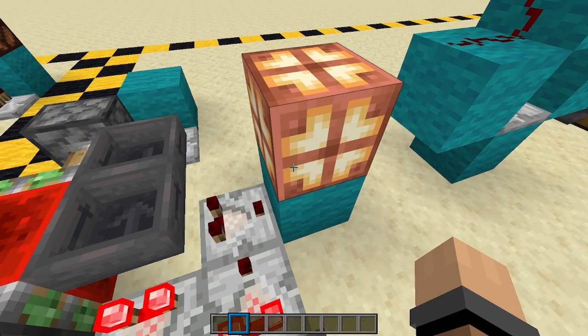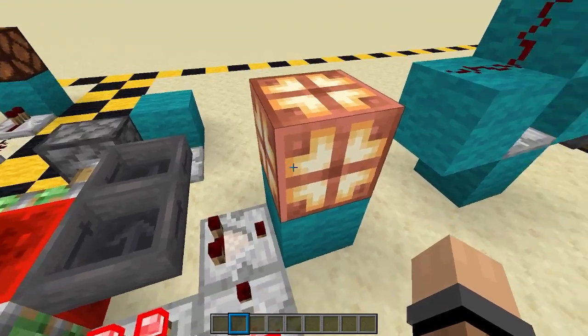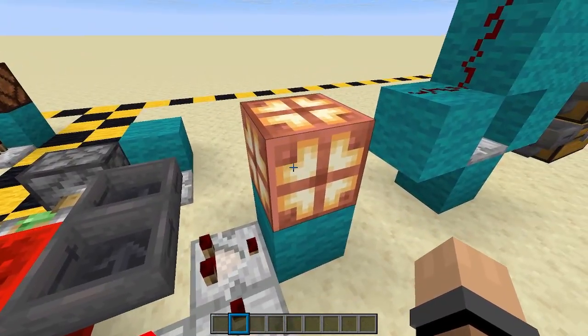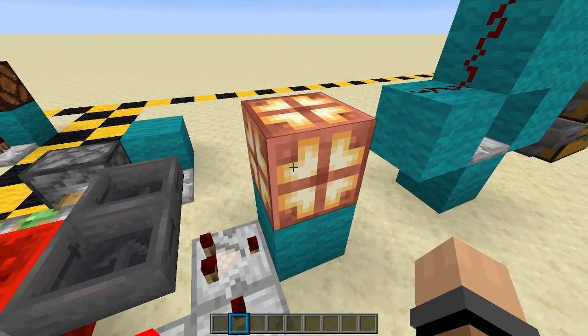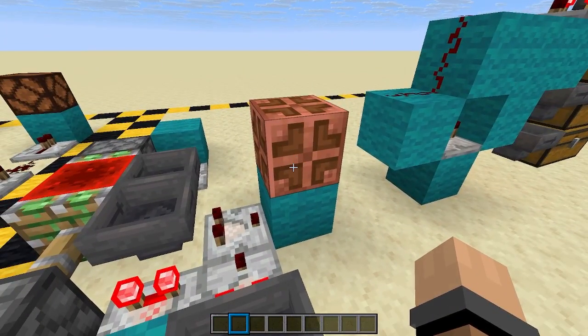It's a new block, and I love it. Because we used to have major contraptions needed to do this thing's job of alternating on and off, but now we have just a single block, and it makes my life so much easier. But all it does is turn this on and off like that.